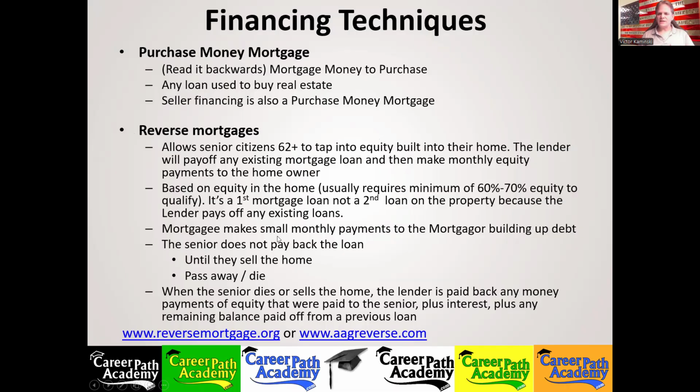And then the mortgagee, that's the lender, makes small monthly payments, the mortgage payments. Instead of you making them to the bank, it's the reverse. The bank's making payments to you. That's why they call it a reverse mortgage. And it builds up debt. The senior does not have to pay back this loan until they sell the home or they die. When the senior dies or sells the home, the lender is paid back the money from the proceeds of that sale.